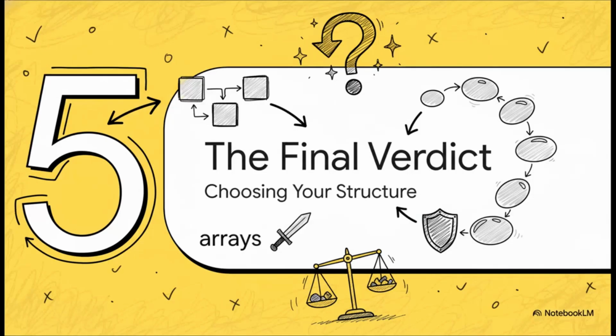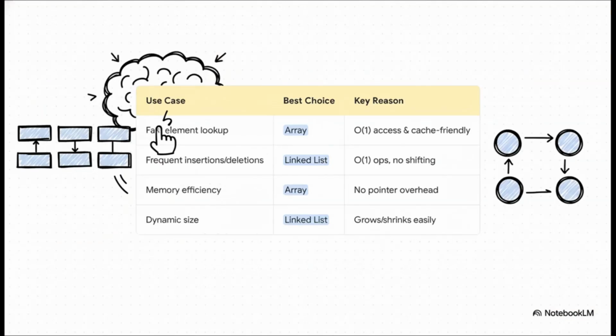So after weighing all these pros and cons, the performance hits, the flexibility, how do you actually decide? When you're sitting down to write some code, which one is the right tool for the job? At the end of the day, the final verdict really comes down to this. If you need to access elements by their position quickly and your collection of data is mostly a fixed size, an array is almost always your winner. It's fast, and that cache friendliness is a massive bonus. But if you're going to be constantly adding and removing elements, especially from the ends, and you need that structure to grow and shrink on the fly, the flexibility of a linked list is simply unbeatable.